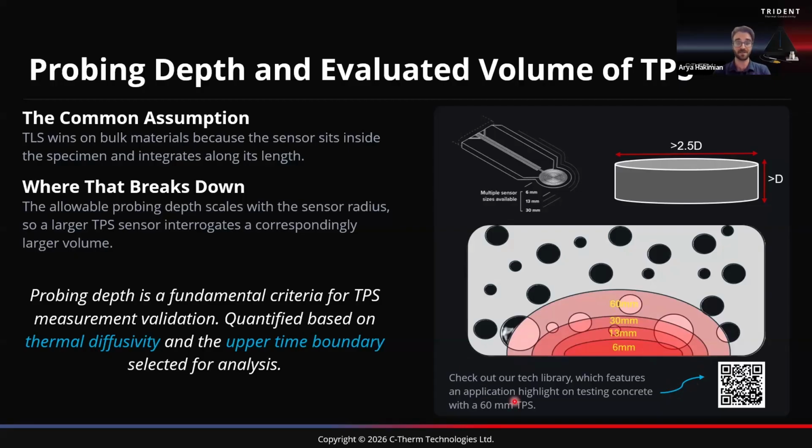We actually have some different application highlights on concrete. You can find those in our tech library. There's one on the use of our 60 mm, which is a very large format TPS sensor, specifically for the testing of some of these more heterogeneous materials. Definitely worth checking out. But all that being said, you still might be coming from, well, I've used TLS in the past. I think it's a better method.